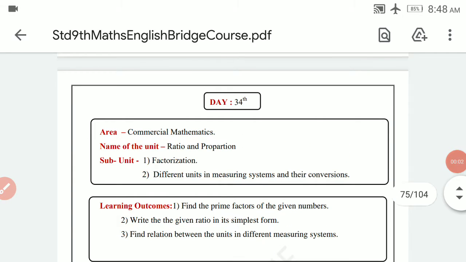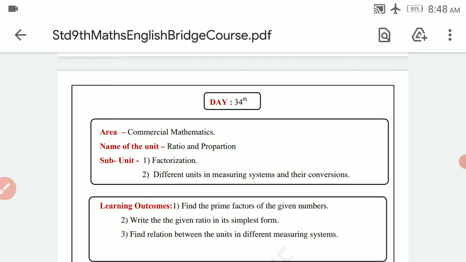Hello friends, today we are going to see the 34th day of our bridge course. Today's topic is ratios and proportion. Ratios and proportion. And the subunit is factorization, different units in measuring system and their conversion.